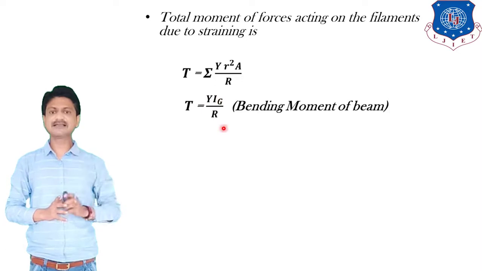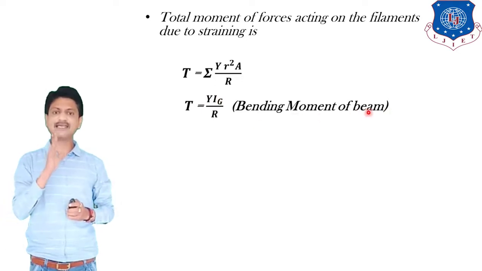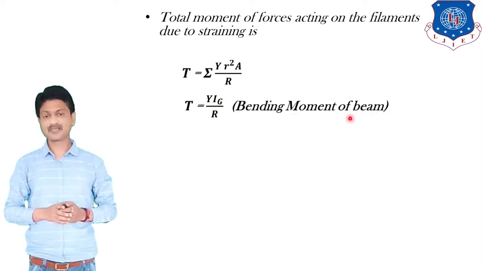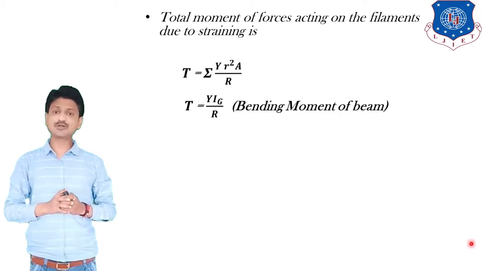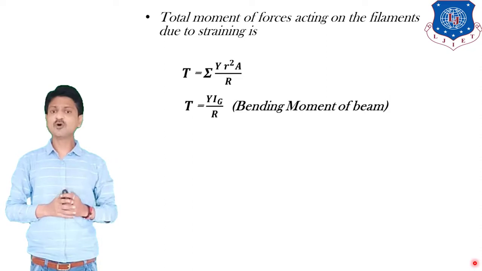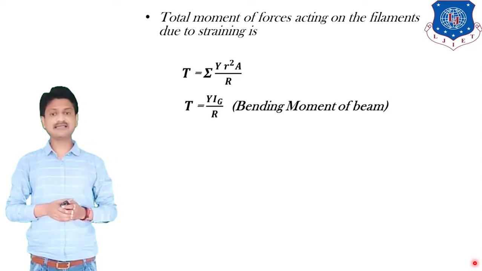This equation is nothing but the bending moment of the beam. Here the bending moment of the beam equals Y by R into Ig, where the quantity Y into Ig is also called the flexural rigidity of the beam.